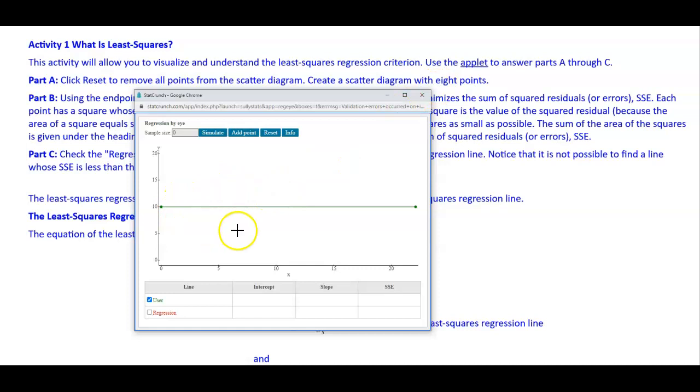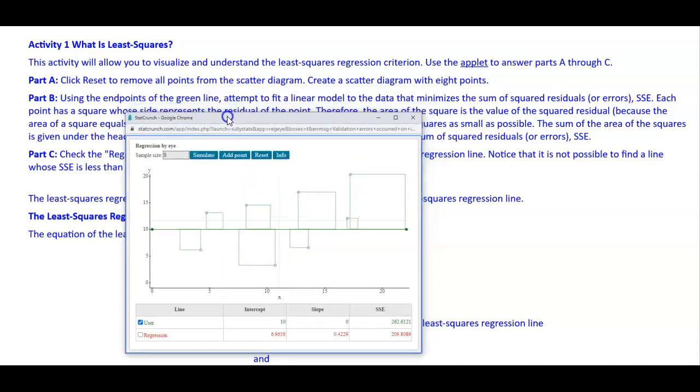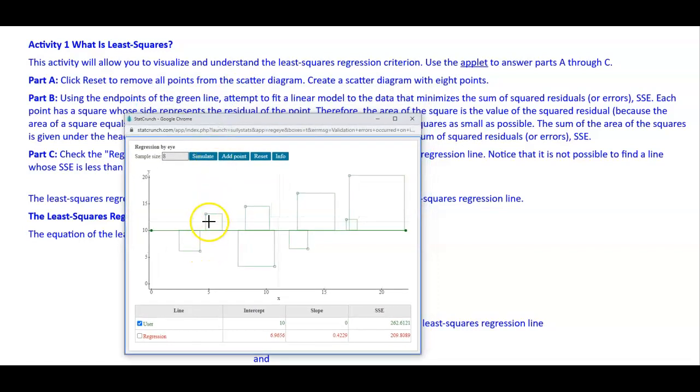So we're just going to select 8 points. We'll select 1 here, 2, 3, 4, 5, 6, 7, and then 8. Okay, if you notice here, you can see that all these points form a box around them, and there's a reason why it does that. And down below, you can see that it has an intercept at 10 of the green line, and then this SSE, and I'll talk more about that.